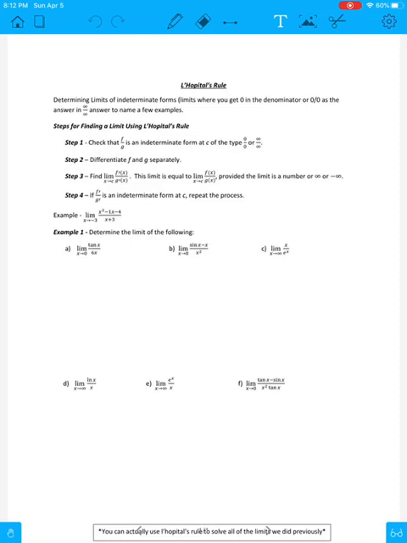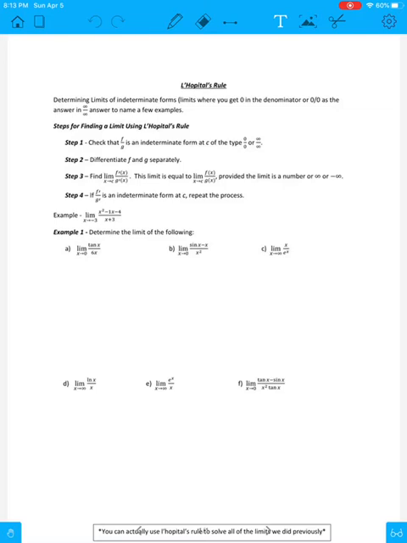So we're going to determine limits of indeterminate forms. So limits where you get 0 in the denominator, or 0 over 0 as your answer, or infinity over infinity as your answer, to name a few. You can also use L'Hopital's rule to find any limit. It doesn't just have to be those, but you have to use L'Hopital's if you have indeterminate forms.